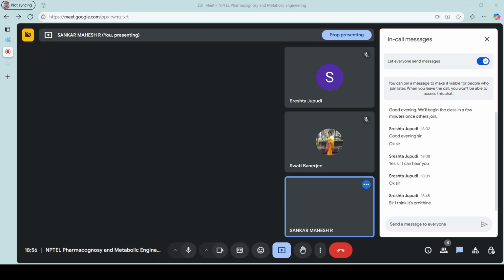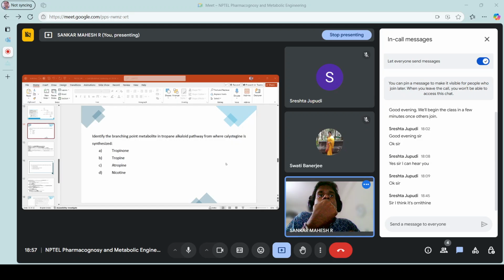Now, the question is to identify the branching point metabolite in the tropane alkaloid pathway where calystegine is synthesized. Like we mentioned, it is synthesized from tropinone, either towards scopolamine and atropine or towards calystegines. The pathway shown here produces scopolamine, but it can also produce other molecules like calystegines.